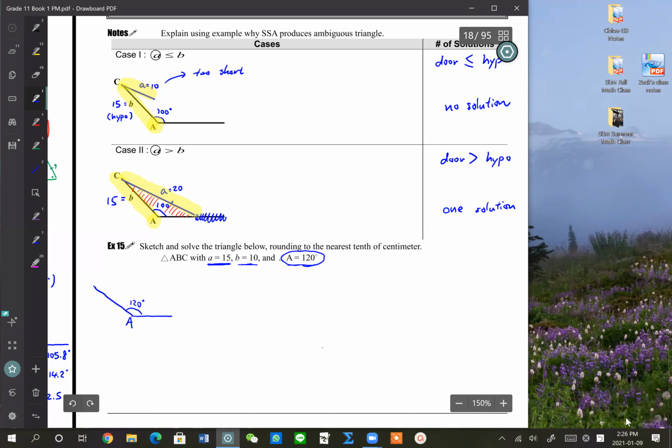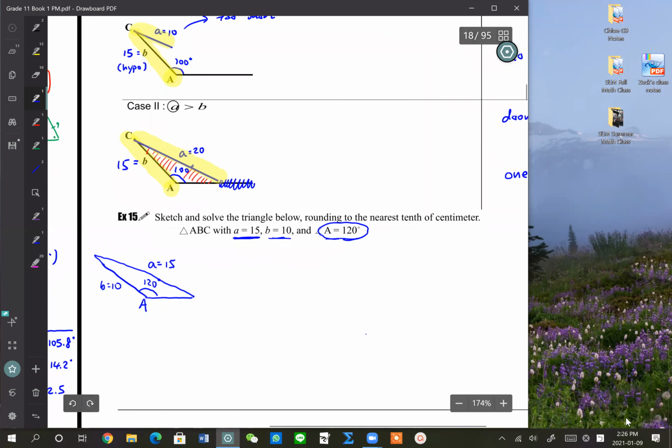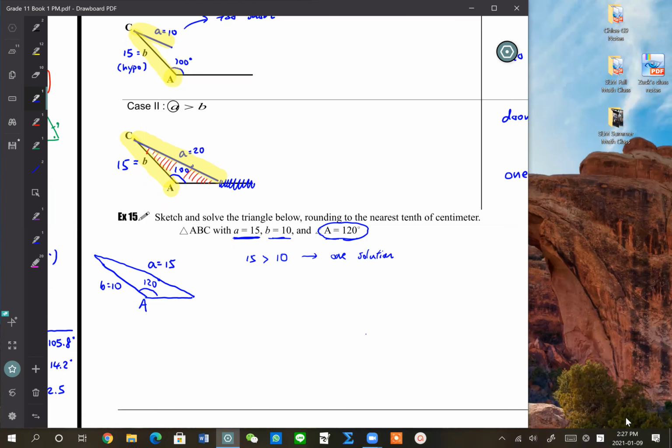This makes a bit more sense. Okay, so this side is the door, 15. This one is the hypotenuse, 10. So you can see the door is longer than the hypotenuse. So one solution. If the door were, say, 7, then you just write no solution, and you're finished.